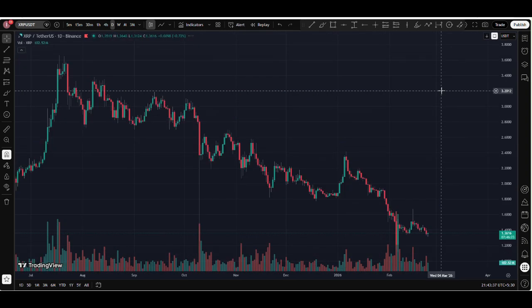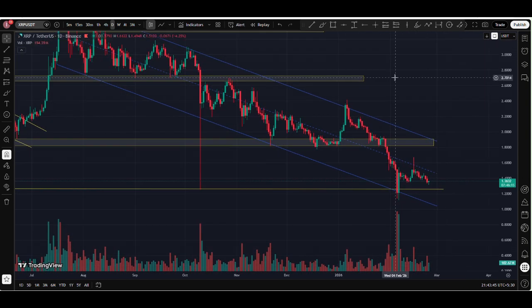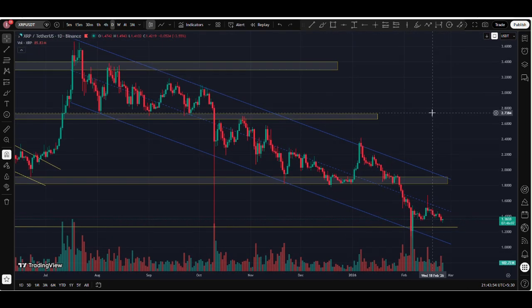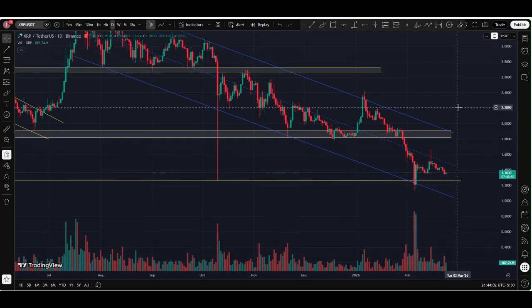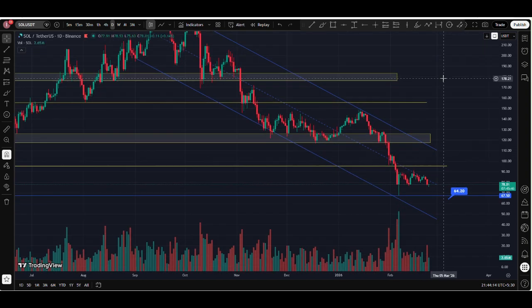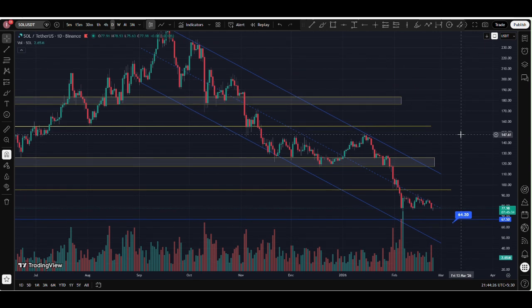So next I am in the XRP USDT chart. Same as Bitcoin, the market is going in the down sloping parallel channel and the market created a bull flag. Next I'm in the Solana USDT chart. So you can see an actually beautiful bull flag and the market is going in a down sloping parallel channel.